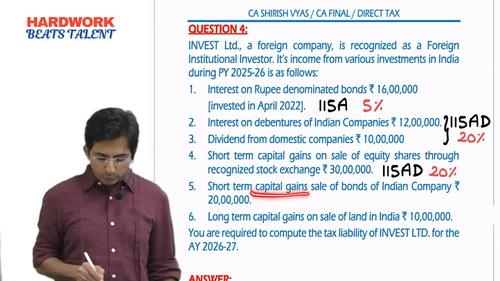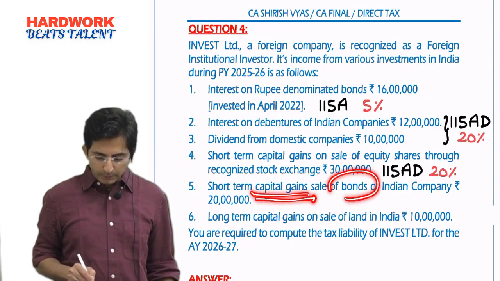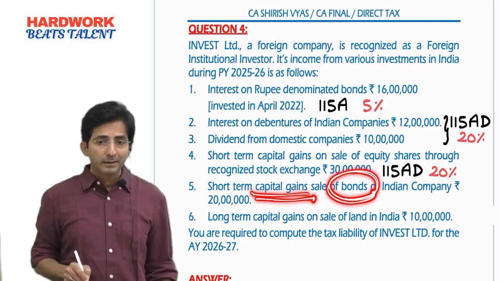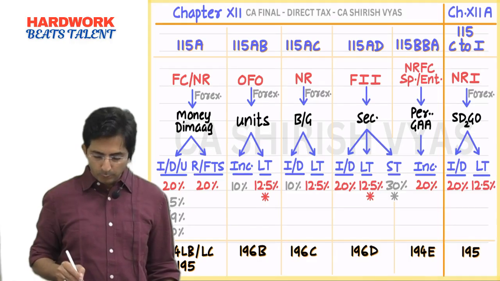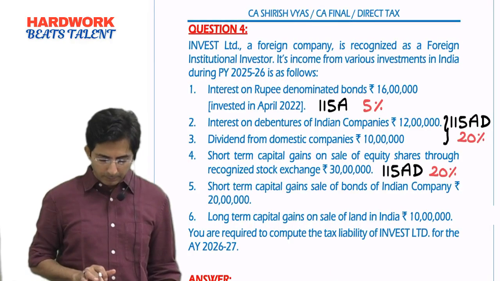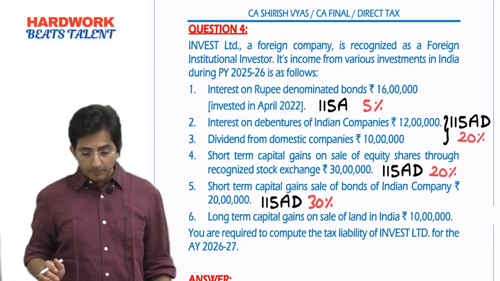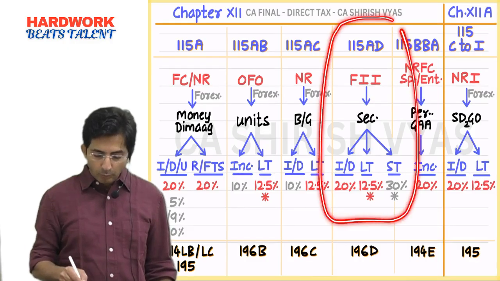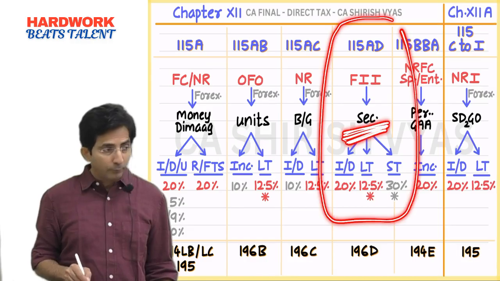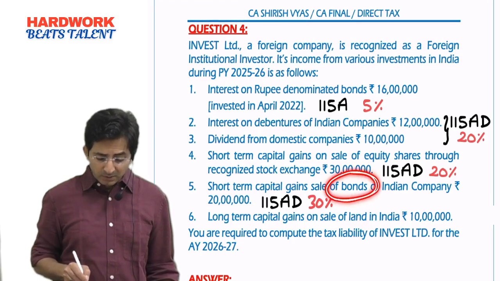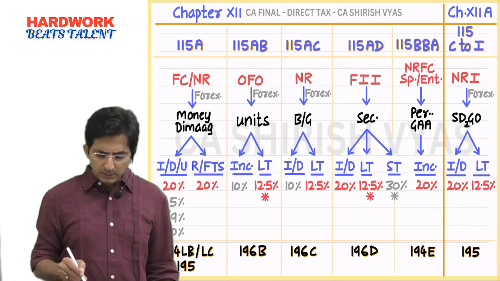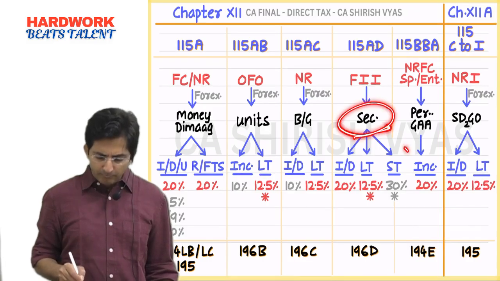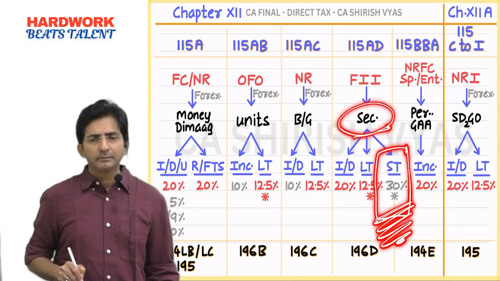20%. There is one more short-term gain. But here, because it is bonds, on bonds there is no STT. So this is non-STT paid. For non-STT paid, 30%, so I'll apply 30%. But your eyes should go into this chart only if it is security oriented. Be careful. What if the FII sold some land? Here the short-term gain has come from bonds. Bonds are securities. That's why I followed the rate of 30%.